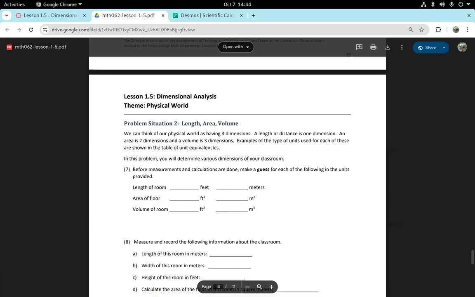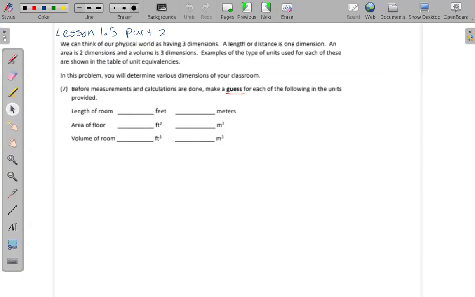All right, let's work on problem situation 2 of lesson 1.5. So in class today, I asked you to make a guess at some dimensions of the room, and I had mentioned a couple of my guesses. So the length of the room, I guessed it was about 20 feet as my first guess. And for meters, I'm going to say that's about 6.